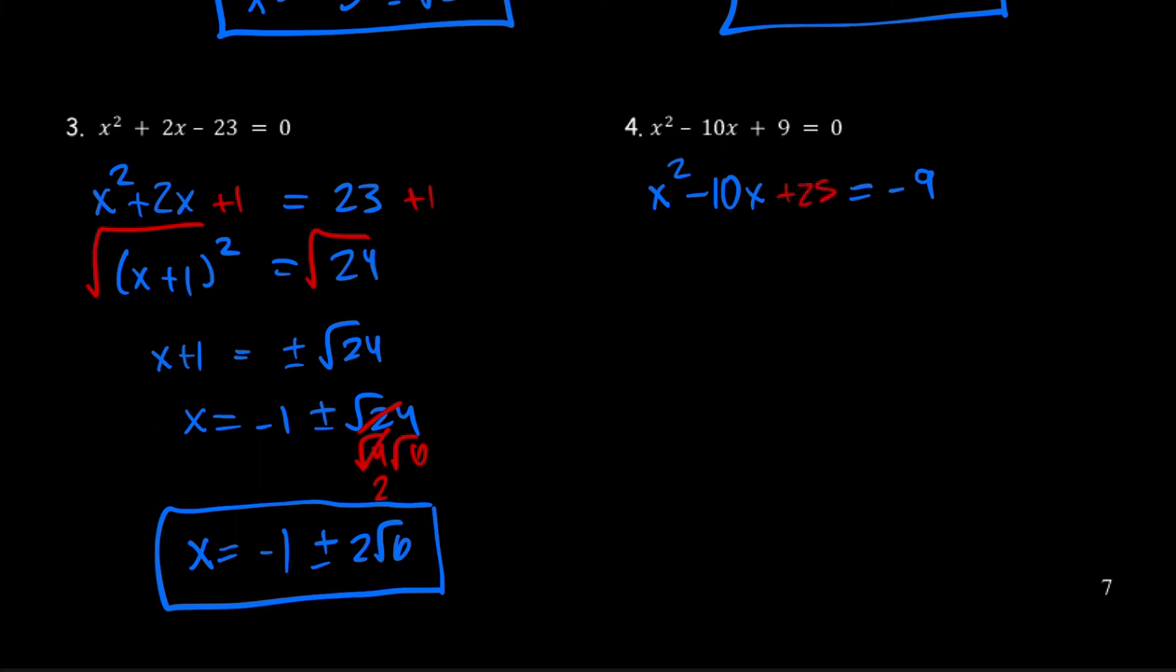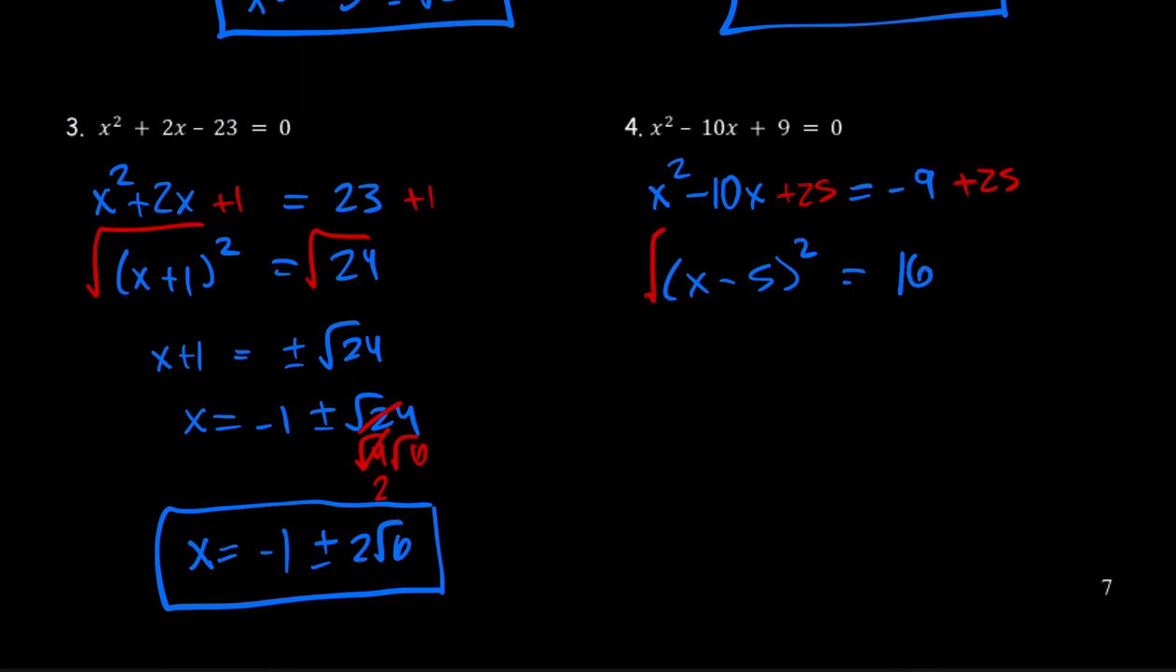Plus 25, plus 25. Now this factors x minus 5 squared, right? It's always going to be the square root of this number. That's why we complete the square. And the signs are always going to be the same, and they're both whatever this sign is here. So that's why it's a minus. And on the other side, we have a negative 9 plus 25. So let's see, what is that? 16.